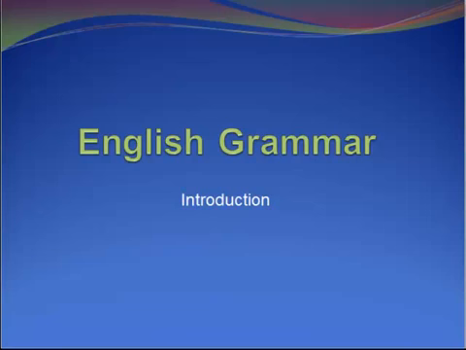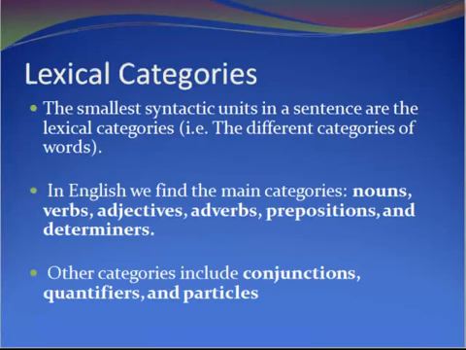Now we're particularly interested in what kind of category these words belong to, and that's what we call the lexical categories. So the smallest syntactic units in a sentence are the lexical categories. That's different categories that words can belong to. And in English we find the following main categories: nouns, verbs, adjectives, adverbs, prepositions and determiners. There are some other categories including conjunctions, quantifiers and particles that we'll see something about in this module.